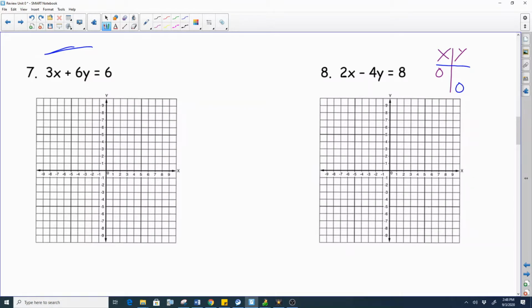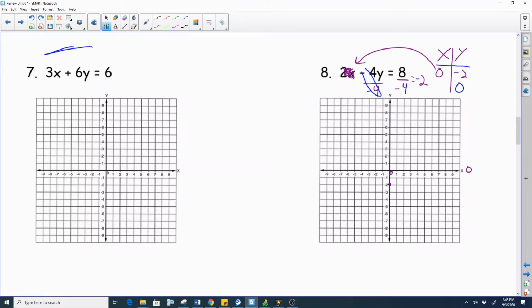If we choose 0 for x, that'll give us the y value. So 2 times 0, just plug in that 0 there. 2 times 0 is 0, it just goes away. Now we're left with this little equation that we divide by -4, and so y equals 8 divided by -4, which is -2. So we go over on the x-axis 0 and then down 2.